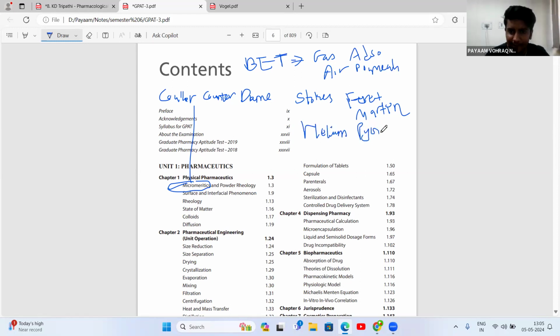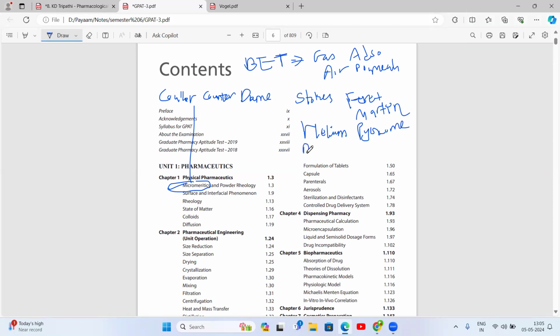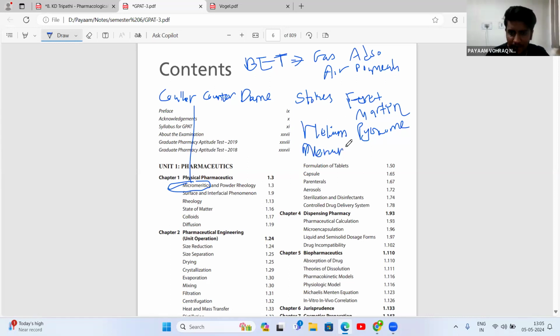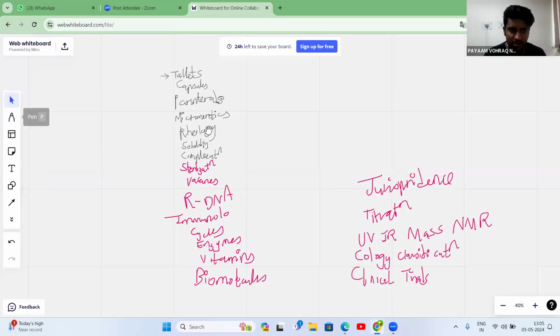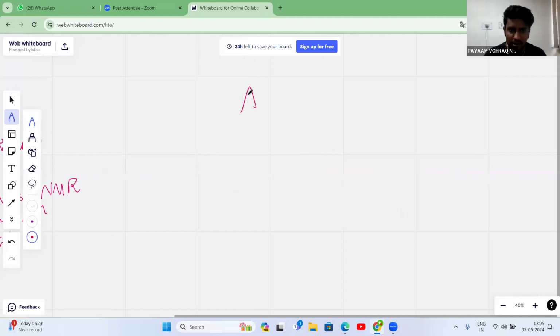Which one is used in tap density? Which one is used in bulk density? Helium pycnometer and mercury displacement method. Mercury displacement method. Then you need to know, besides these topics, all the fundamental and derived properties of powders, right? So you have angle of repose, Carr's index, Hausner's ratio.